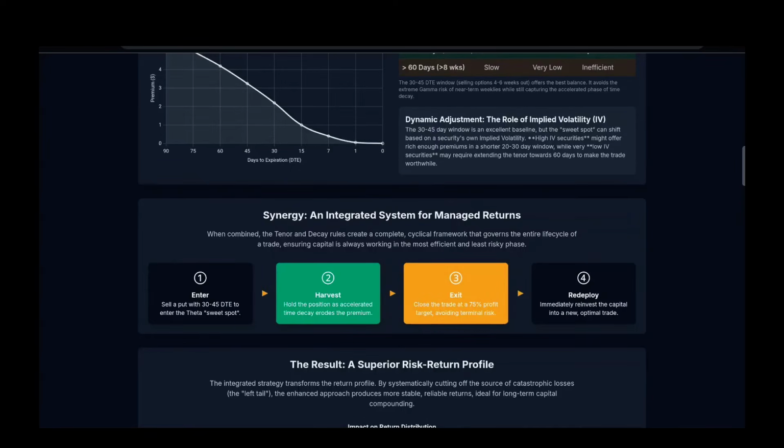As an example, we'll sell a put with 30 to 45 days to expiry. That's the theta sweet spot for this particular underlying. We then harvest, hold the position. As it accelerates through that time decay, the premium erodes. We then say we're going to close this trade at a 75% profit target, because that avoids the terminal risk factor. That's the other element of this. And then we redeploy the freed-up capital into a new trade. So we close the position, and we open a brand new trade.